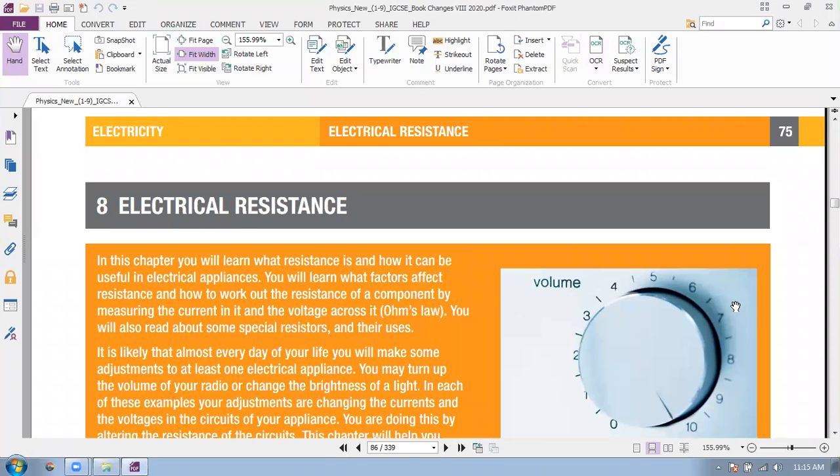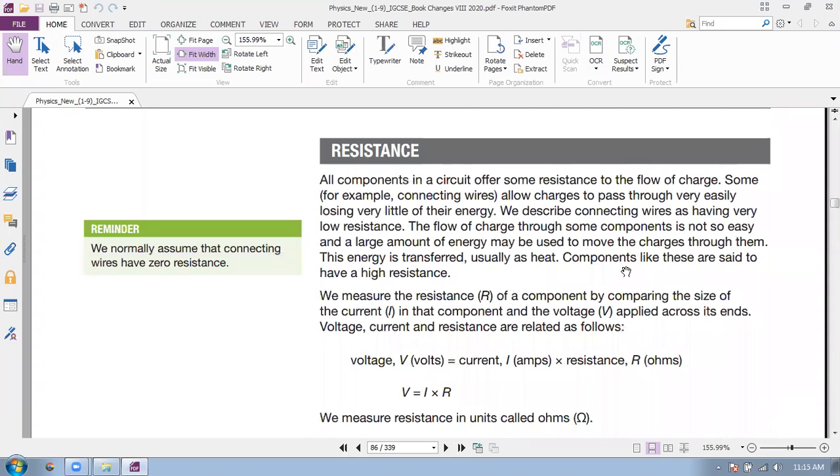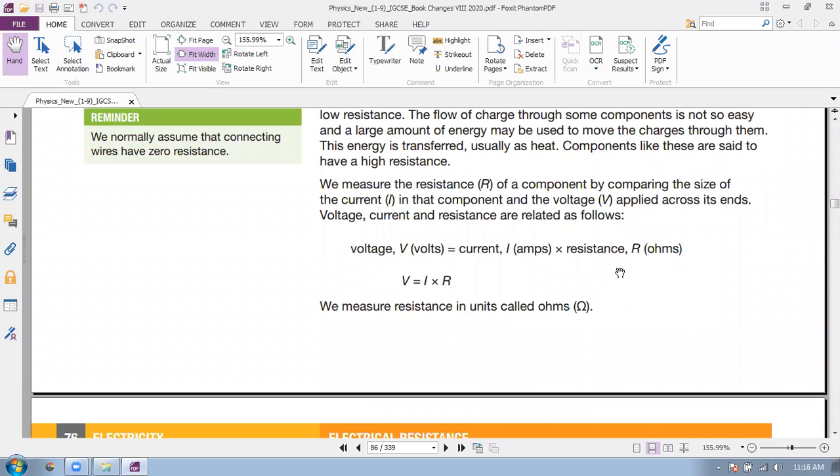Today we will read electrical resistance. So we will start with this equation: voltage equals current multiplied by resistance.